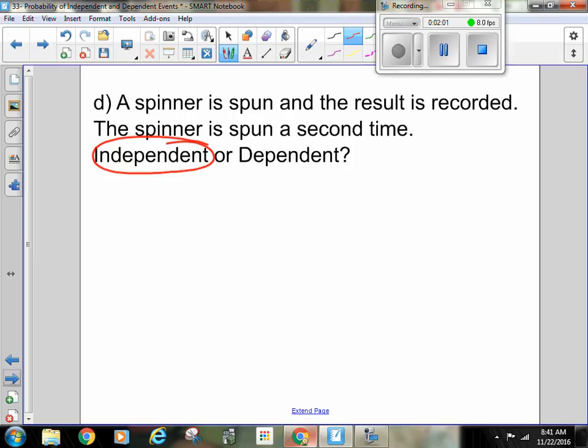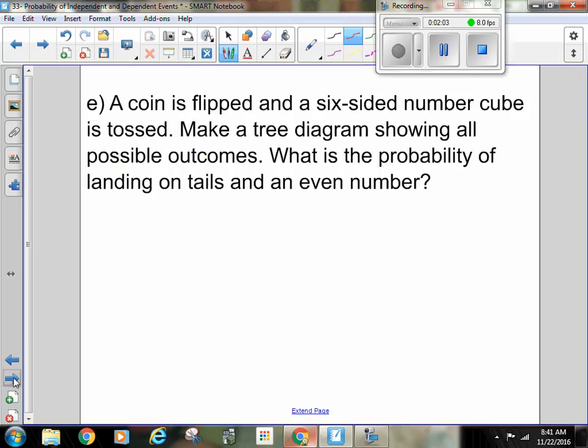All right. Then we have a coin that's flipped and a six-sided number cube that is tossed. Make a tree diagram to represent the possible outcomes. What's the probability of landing on tails and an even number? So two things here. It says we have to make a tree diagram and then it asks us this question. Okay, so tree diagram. If we flip a coin, we have the option for heads and we have the option for tails. Now, then we roll a die. So a six number cube is tossed.